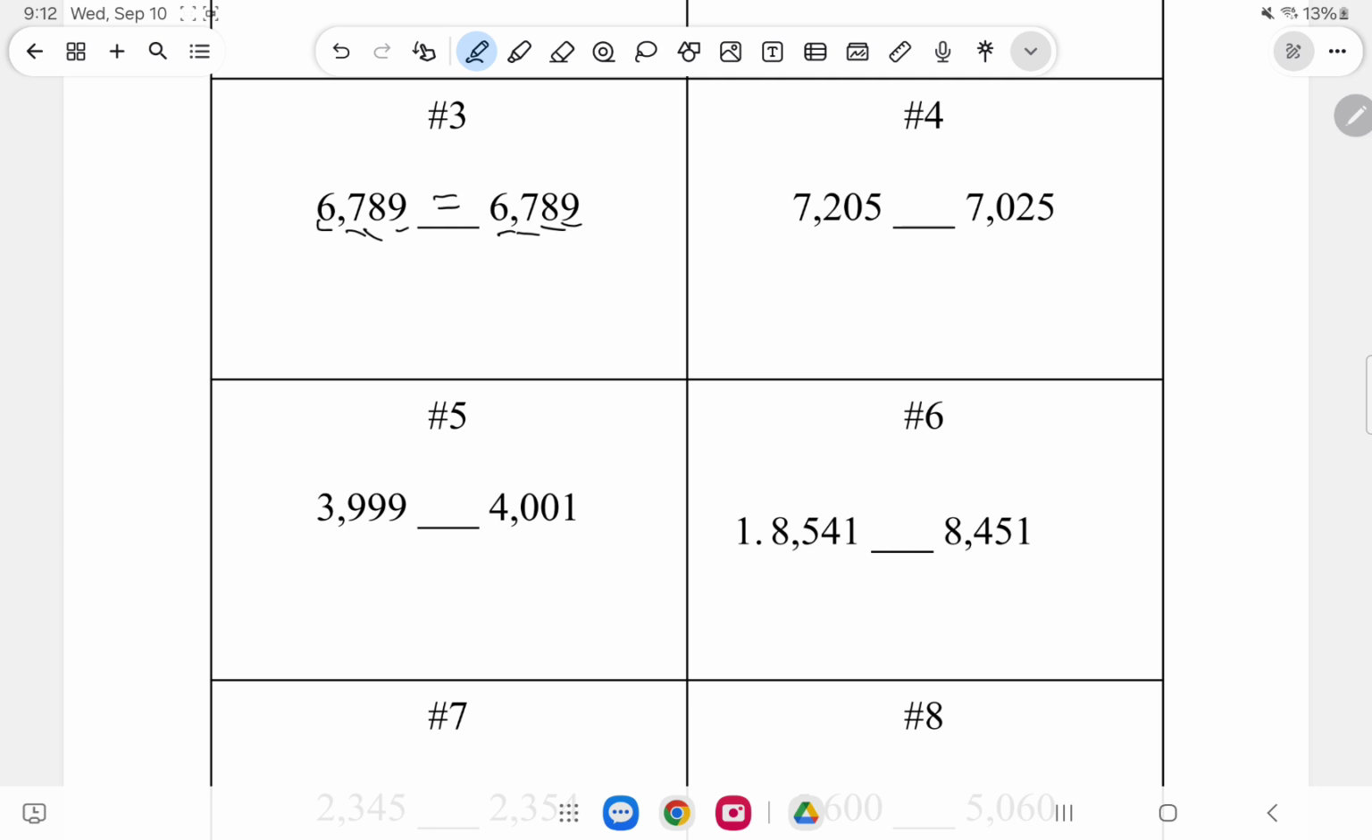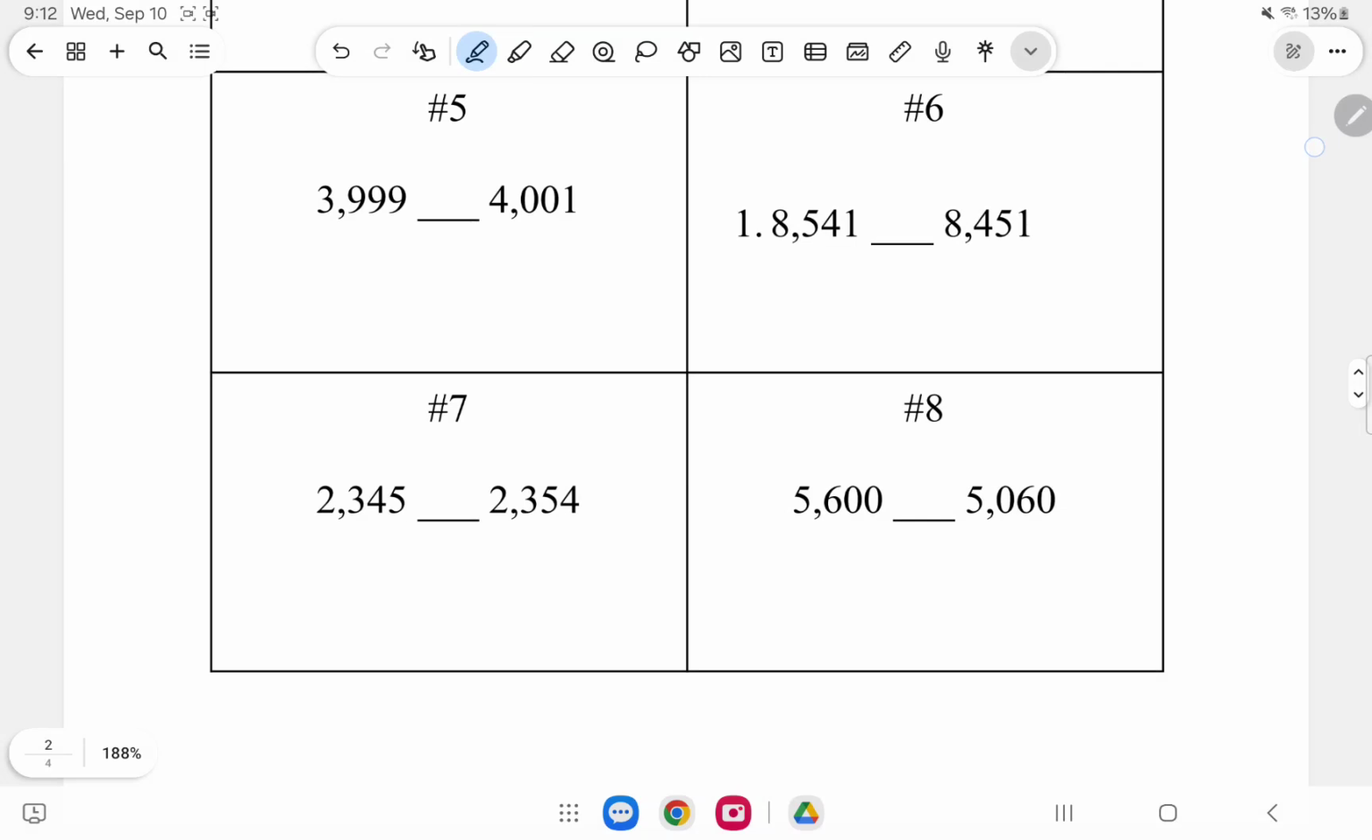7205 blank 7025. So 7 and 7, but when we get to the hundreds place, we see that the 2 is bigger, so it's greater than. 3999 and 4001. So 3 and 4. You see that 4 is bigger than 3, so it's going to be less than.